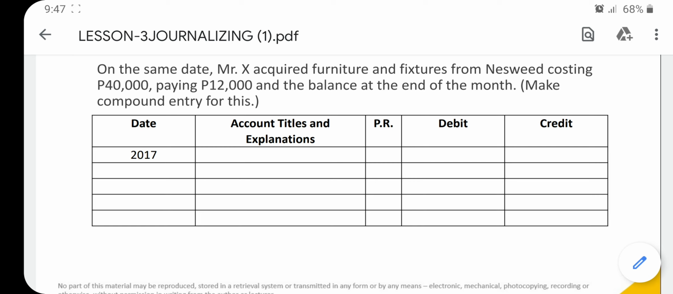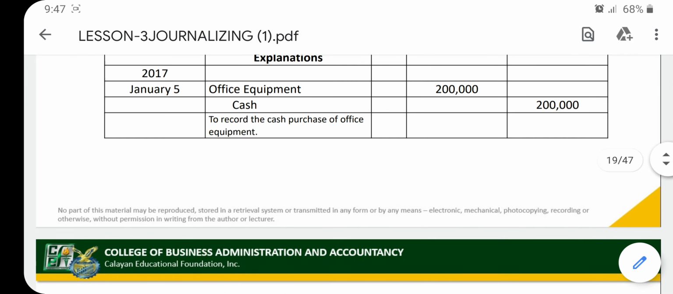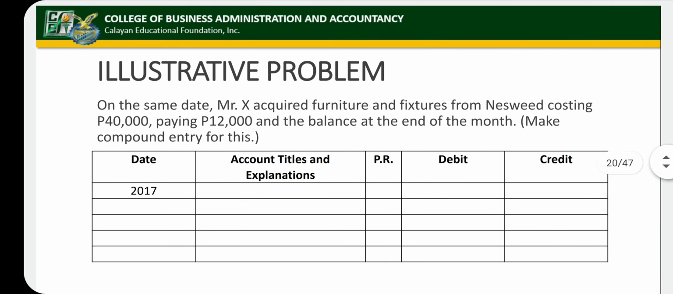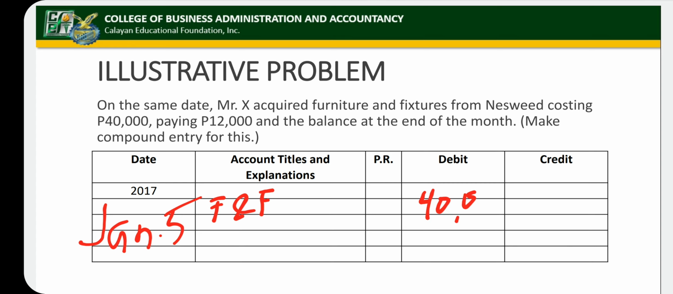Okay, so in this case, we write the date. On the same date, ano ba daw ang date? So January 5. So we write January 5. Then we debit furniture and fixtures. I'm just going to write F&F. We record assets using their acquisition cost, which in this case is yung 40,000 pesos.